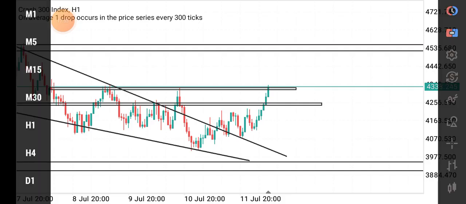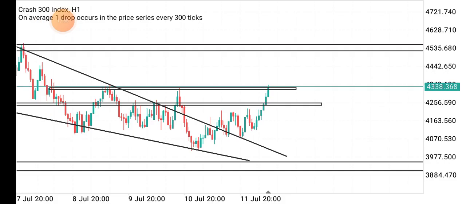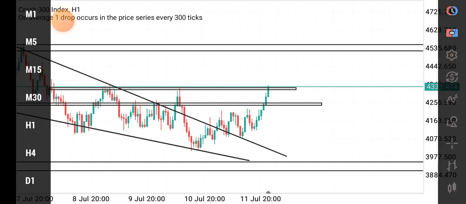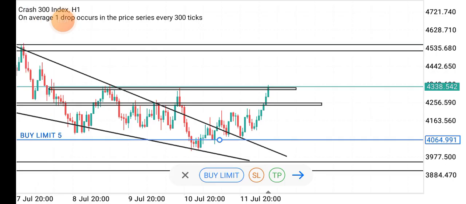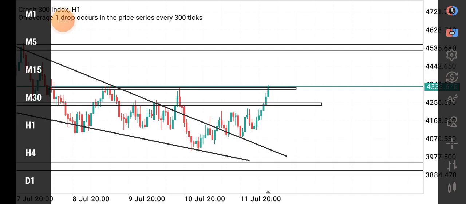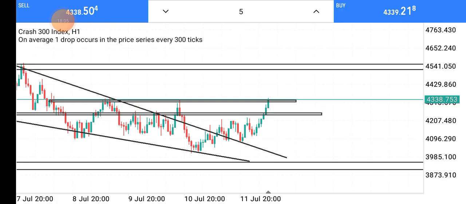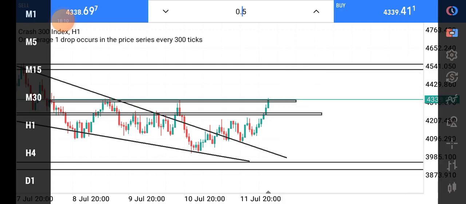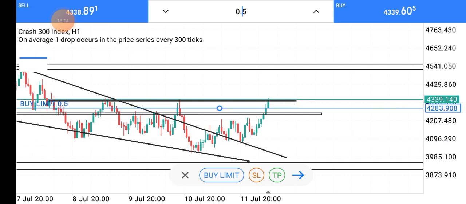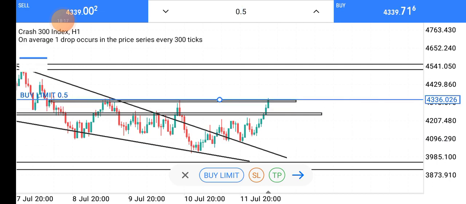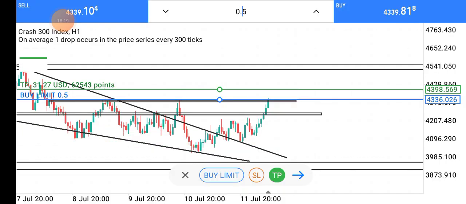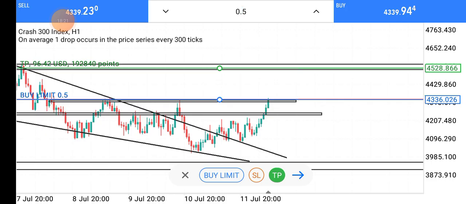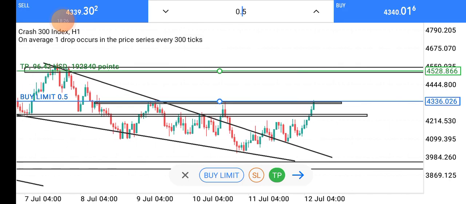The minimum lot size for this Crash 300, I think, is 0.5. So you can get a nice entry, let's say at this particular spot here. If you enter the trade around this spot, the minimum lot size, which is 0.5, can give you up to $100. Oh, this is $96, almost $100, to get to that high there.